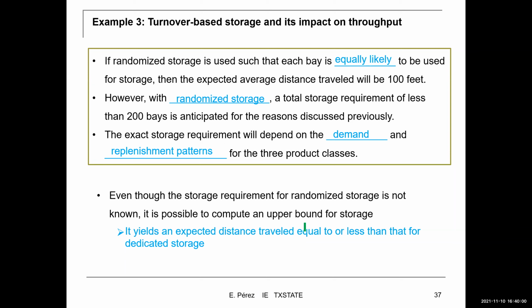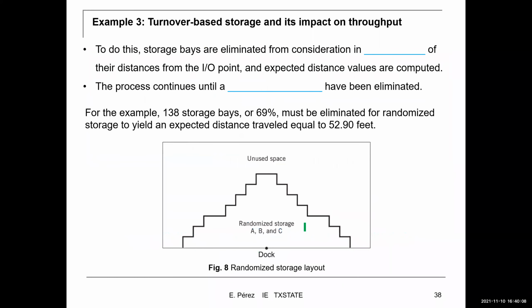It yields an expected distance traveled equal to or less than the one for dedicated storage. To do this, storage bays are eliminated from consideration in reverse order of their distances from the input-output point, and the expected distance values are computed. The process continues until a sufficient number has been eliminated. For the example, 138 storage bays or 69% must be eliminated for randomized storage to yield an expected distance traveled equal to 52.90 feet.